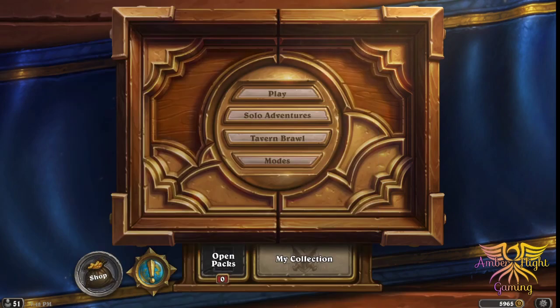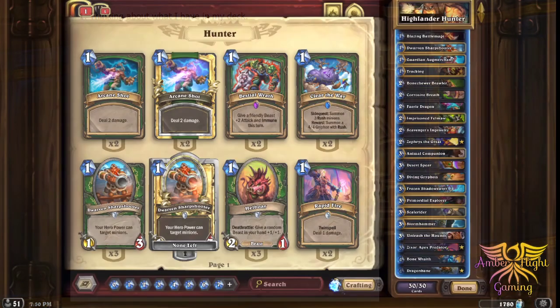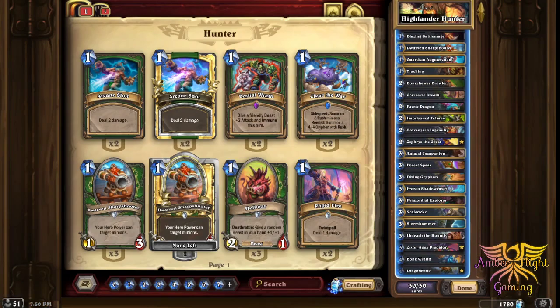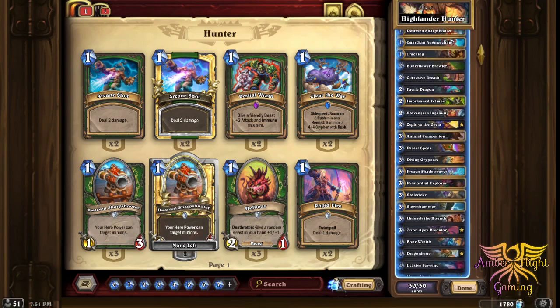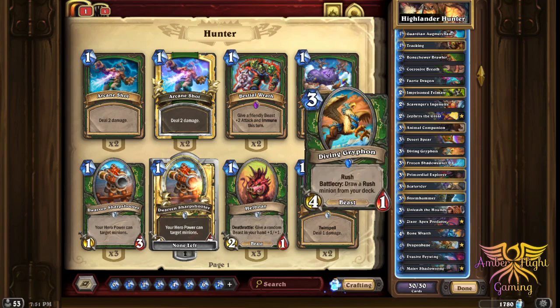That's all great and well when you're looking at a Sudoku puzzle, but how does that correspond to Hearthstone? And the first step is thinking about what I have left in my deck. So one example of thinking about things that are left in your deck can be found in Highlander Hunter, and in the interactions with Scavenger's Ingenuity, which draws a beast, and Diving Griffin, which has a battle cry that draws another rush minion from your deck.